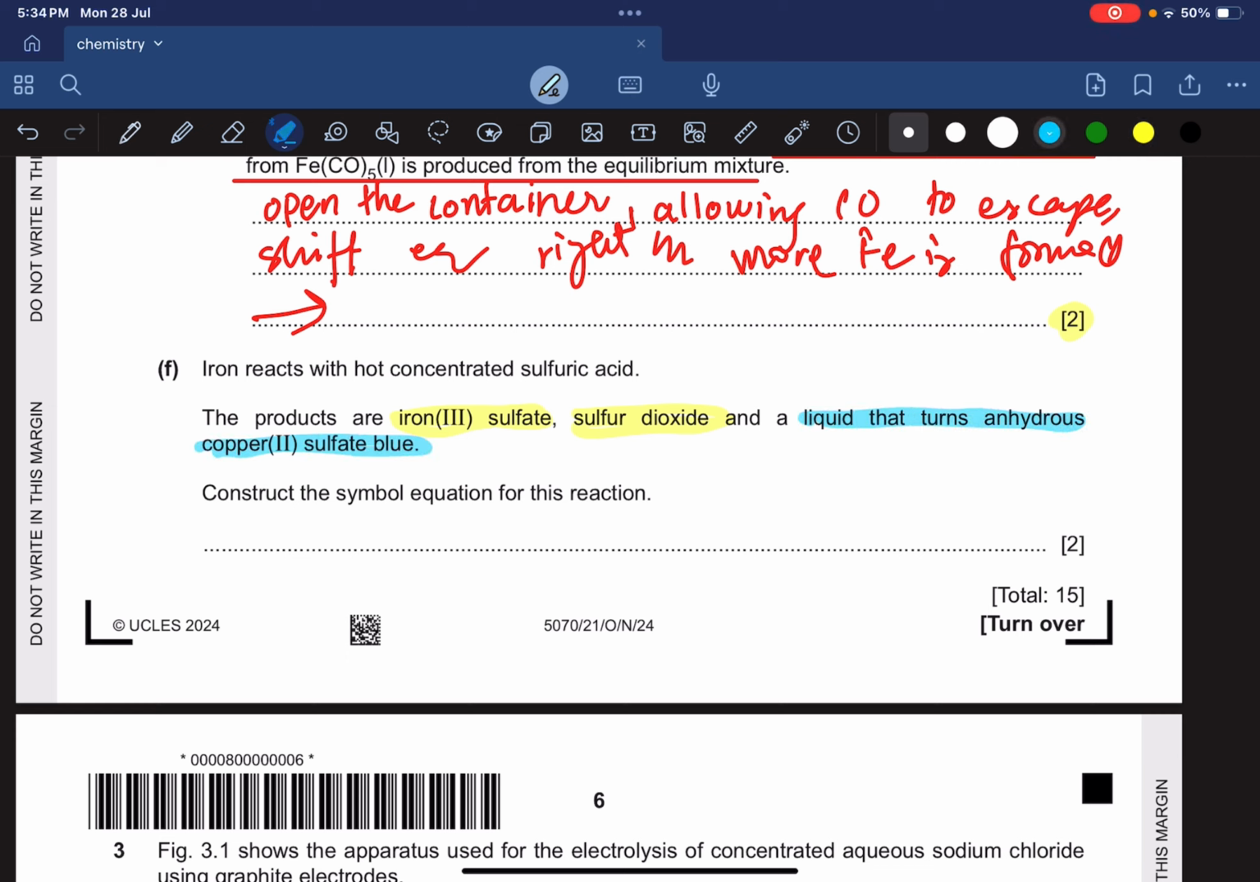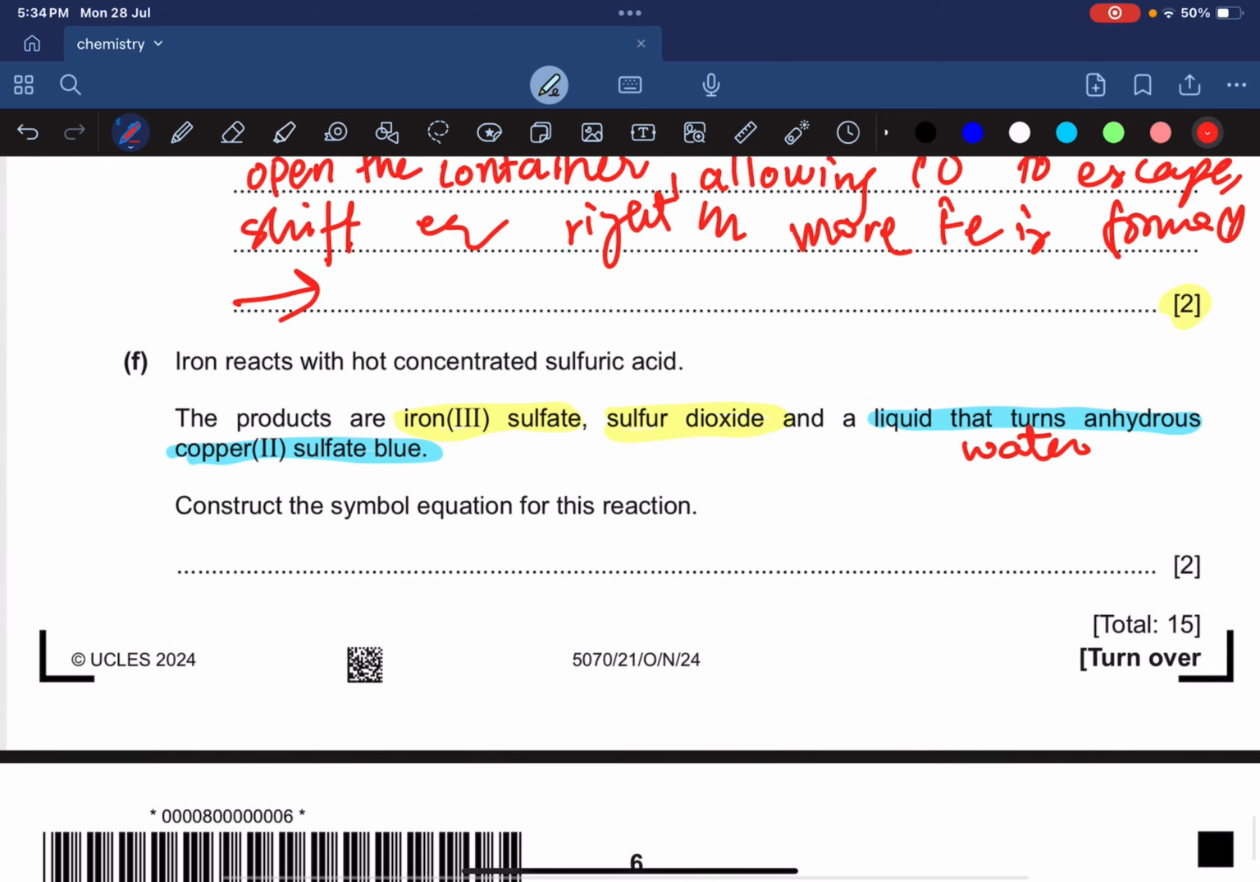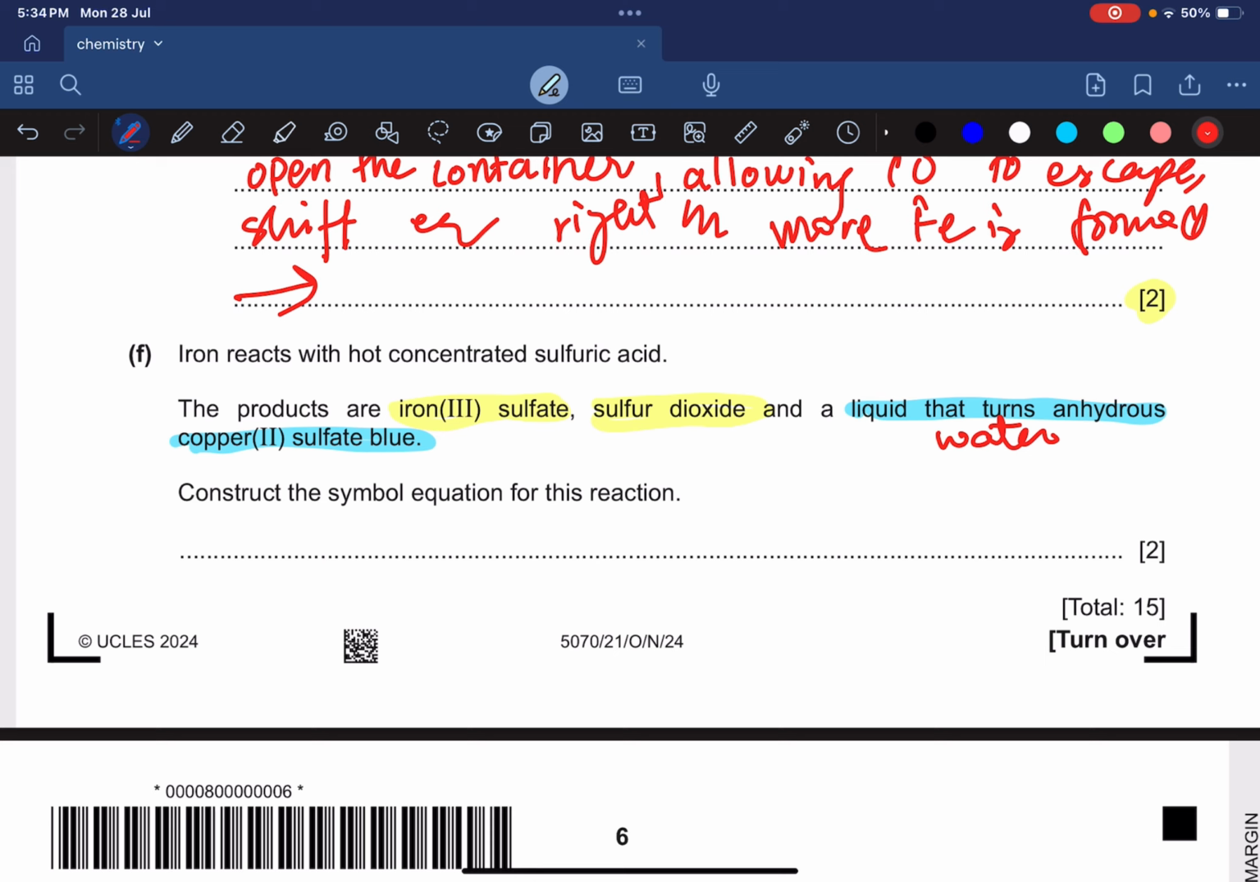What kind of liquid are we dealing with over here? We're dealing with simply water. Don't you remember the test for water? The test for water is that you put a few drops of it on anhydrous copper(II) sulfate and it's going to turn blue. That's the test for water. Okay, construct the simple equation for this reaction.